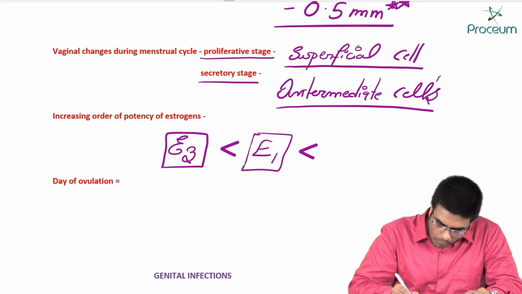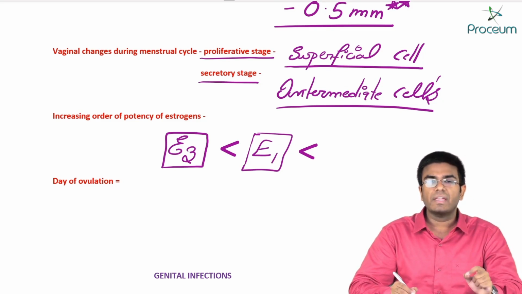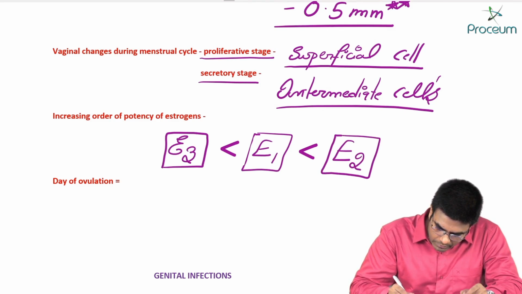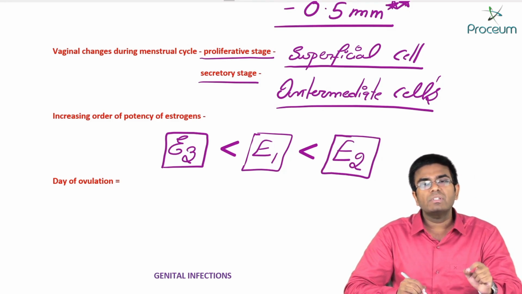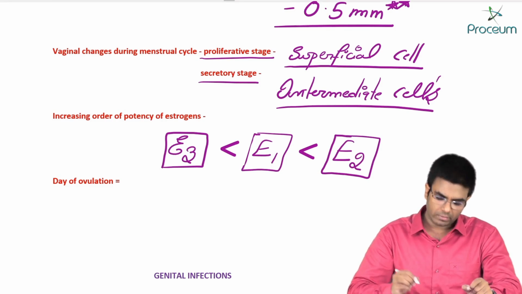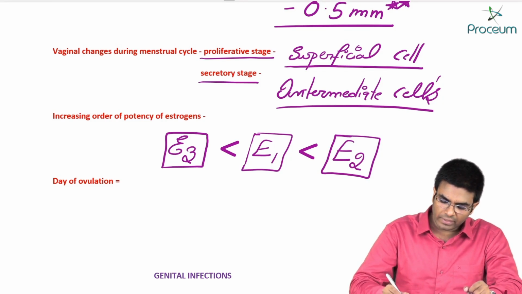After E1, the most potent estrogen is E2. Okay, E2. Now, this E2 is especially seen in reproductive age women. Okay, now this is the order, very important.